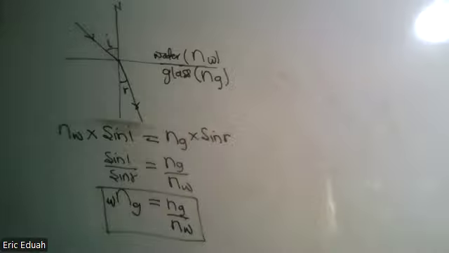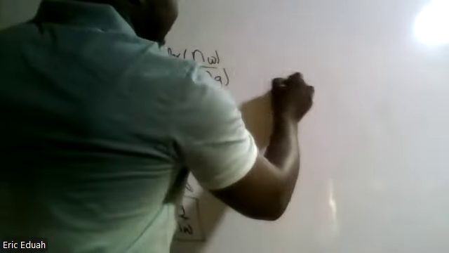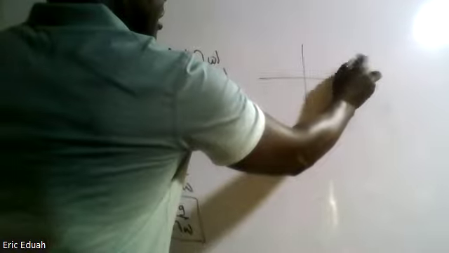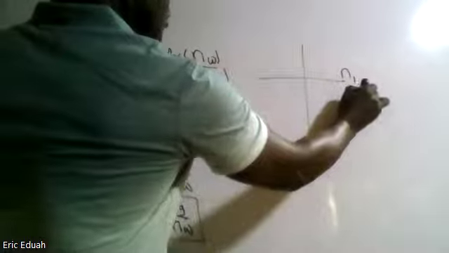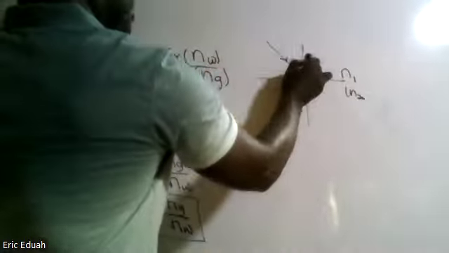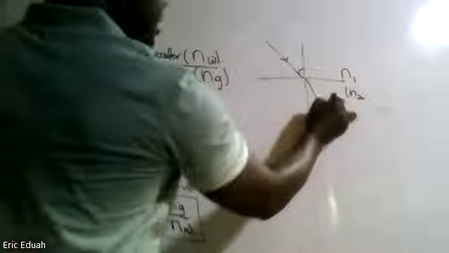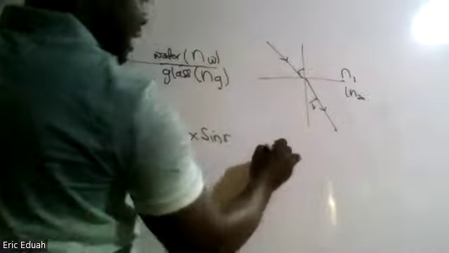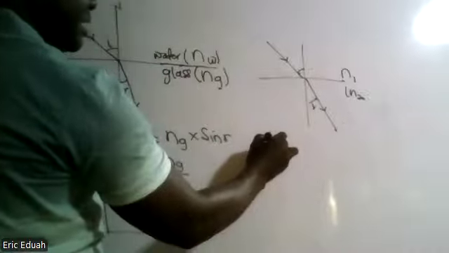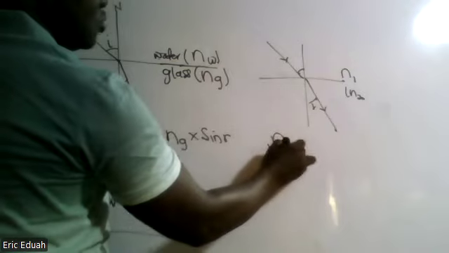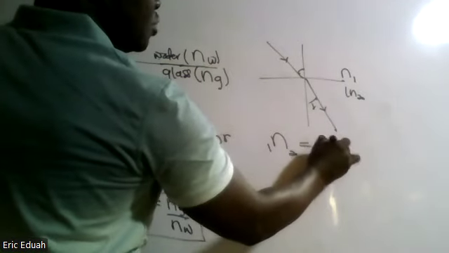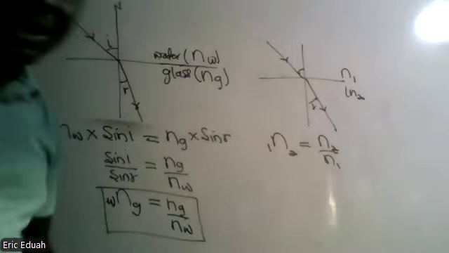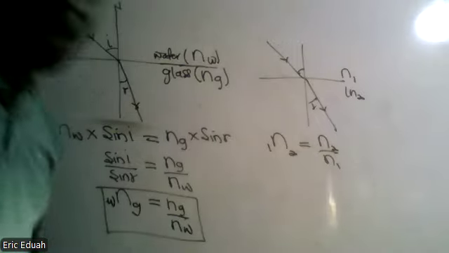So whenever you have two media and the light comes from the first one, N1, to the second one, N2, on condition that the second one is denser than the first one, then the refractive index mu 1, 2 will be equal to mu 2 over mu 1. This can also be expressed in terms of speed of light.